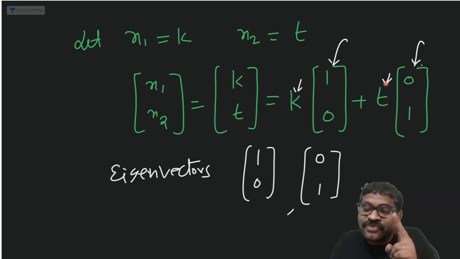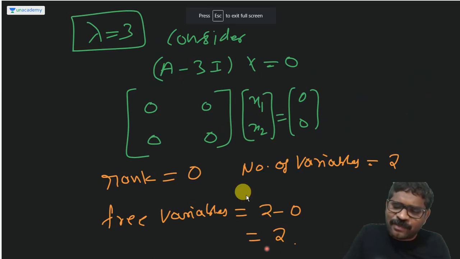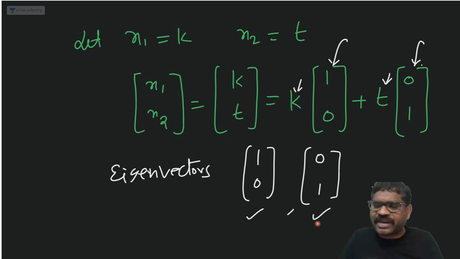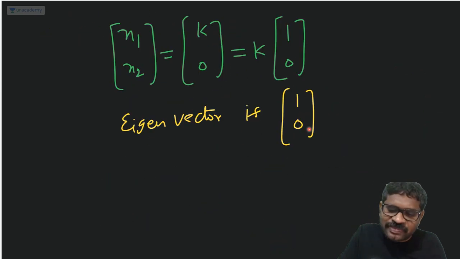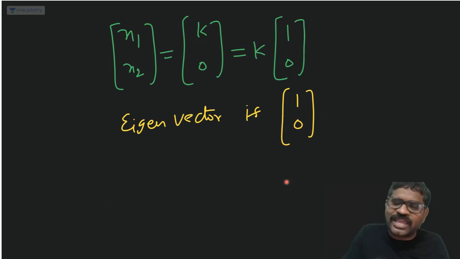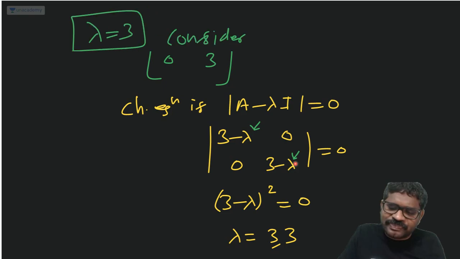So number of free variables are 2. That's why you got 2 independent eigenvectors. In the previous problem, the free variable is only 1. That's why you got only 1 eigenvector. Understood? Observe.